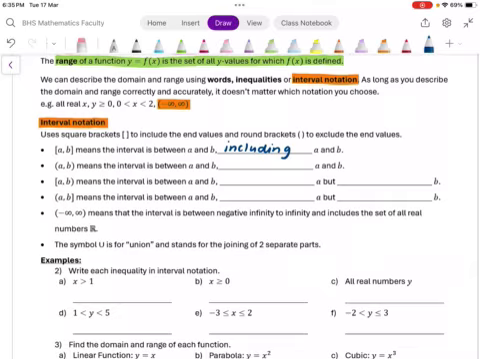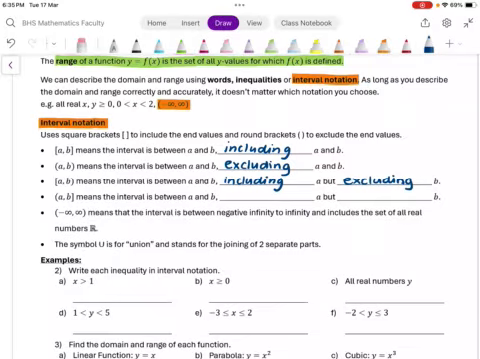If we have round brackets of A and B, it means the interval between A and B is excluding A and B. If we have a square bracket A, B, a round bracket, it means the interval is between A and B, including A, because we have our square bracket there, but excluding B because it has a round bracket touching it.